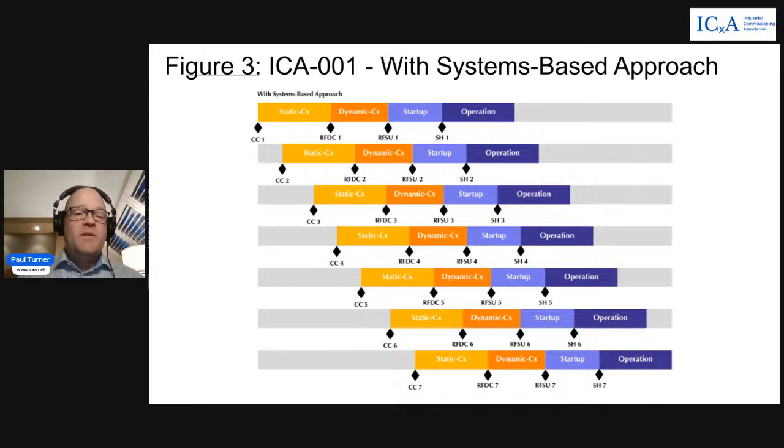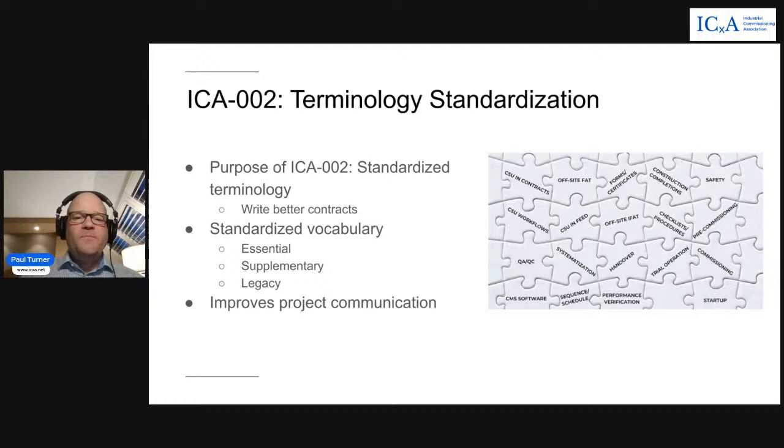It allows commissioning to start earlier so that we can get in and start working with one of the completed systems while other aspects of the project are still under construction. So it's going to look like a series of construction completions, and each of those systems at various stages of completion through our commissioning workflows with a systems-based approach.